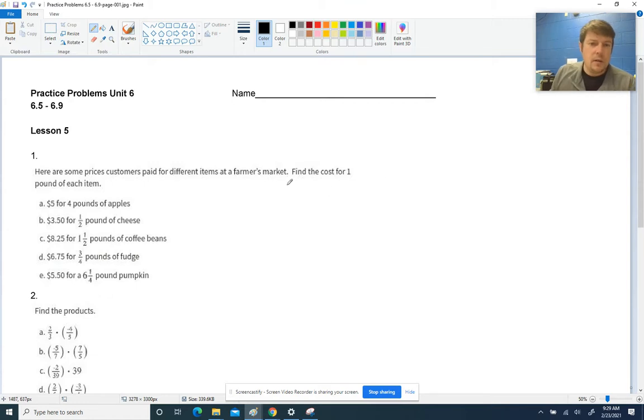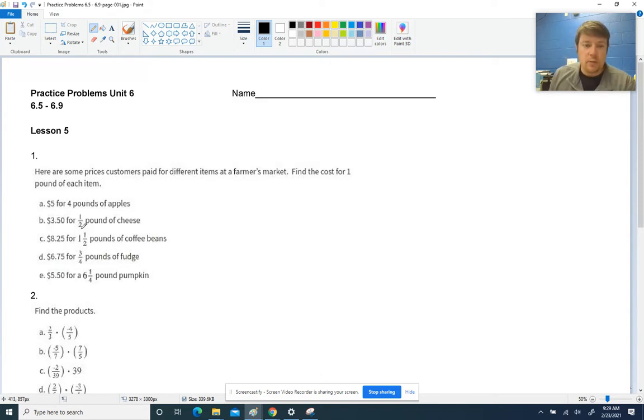And the first one is just a bunch of unit rates, which is a concept from 6th grade that you are carrying over to this year, as we're calling it the constant of proportionality, or the price per one, which is what we're going to be finding. So what did these people pay per 1 pound of each of these items? And we're given a price for different amounts of pounds.